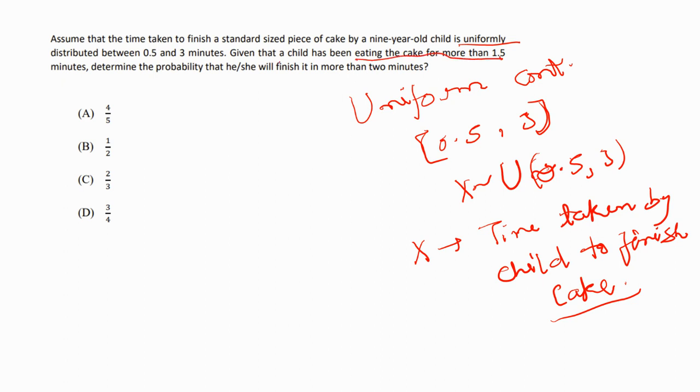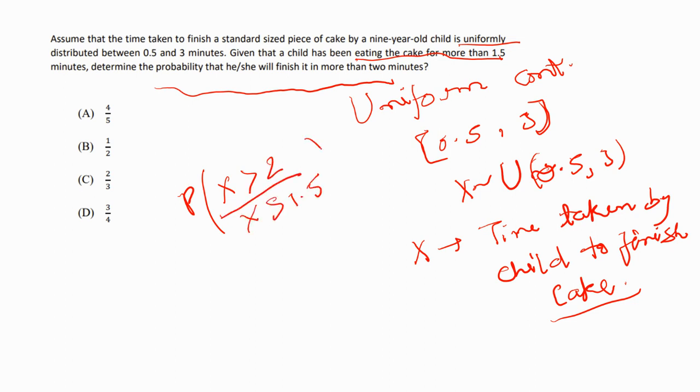So what is given here is that the child has been eating the cake for more than 1.5 minutes. This is known. And now we want to find the probability that he or she will finish it in more than 2 minutes. So it will be probability of x greater than 2 given x greater than 1.5. This is how we write it as probability of B given A. So if A is given, and we want to find B, then we write it in this way.